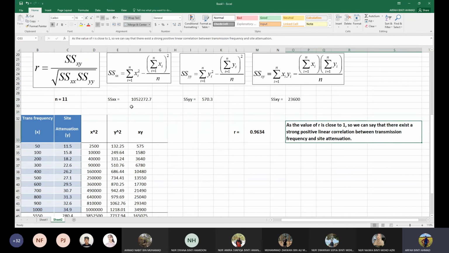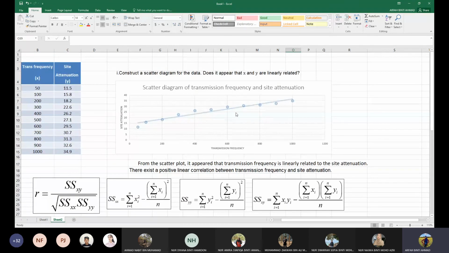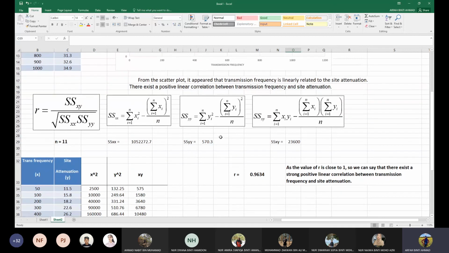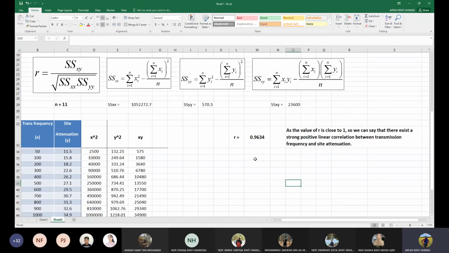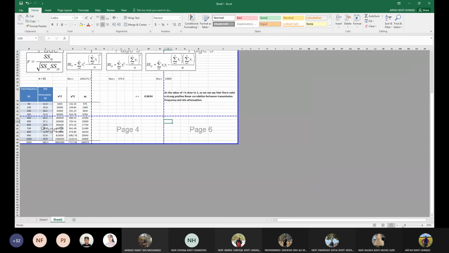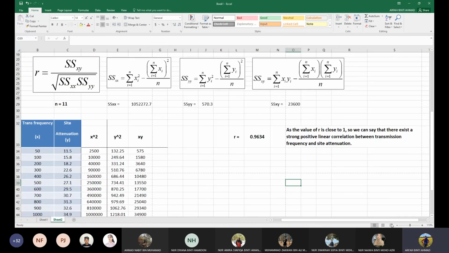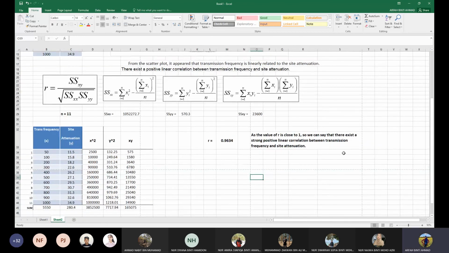So dapat. So itu adalah nilai R. So kalau tengok graf dia pun sama ni. Hampir perfect positif. Banyak point yang terjatuh dalam satu garis lurus. That is why nilai R yang awak kira dapat sangat-sangat close to 1. Okay. So ada soalan so far?